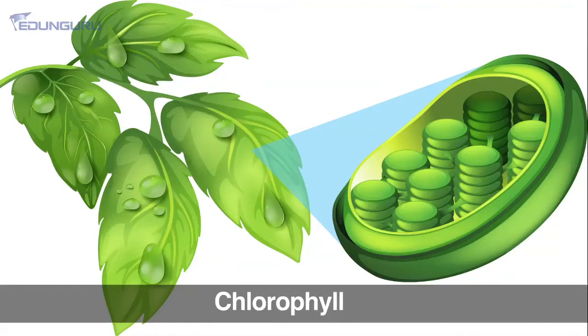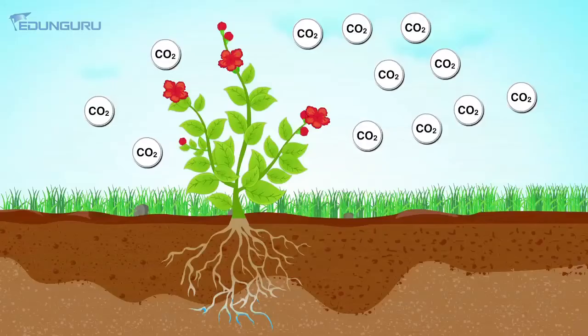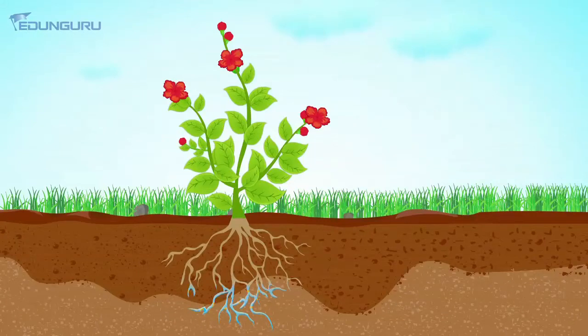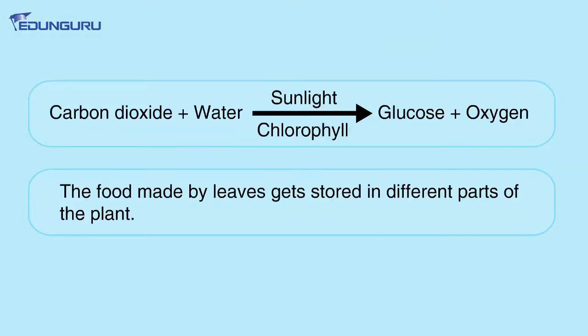Now from where do they get chlorophyll? Chlorophyll is the green colored pigment present in the leaves. Carbon dioxide is present in air. Water they get from the ground, and sun is everywhere. Now see what happens. The carbon dioxide and water react with each other in the presence of sunlight and chlorophyll, and they make glucose. Glucose is basically the food, and oxygen is the waste product for them.